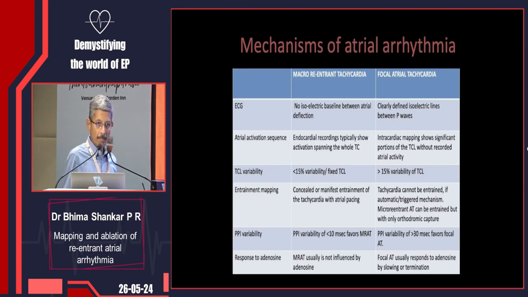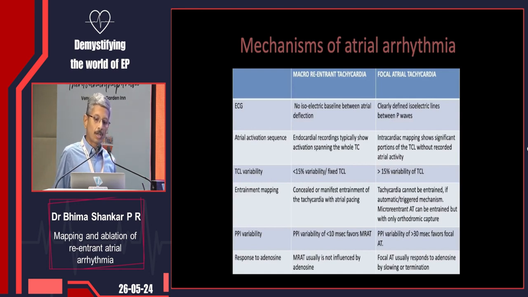And in the EP lab, before you start mapping with your EAM maps, you have an idea from the activation sequence in the multipolar electrode that you put in, either the decapolar, duodecapolar, or the halo, whether it is a macro reentrant tachycardia or a focal atrial tachycardia. The endocardial recordings typically show activation spanning the entire tachycardia cycle length. More than 15% variability in tachycardia cycle length actually points towards focal atrial tachycardia.